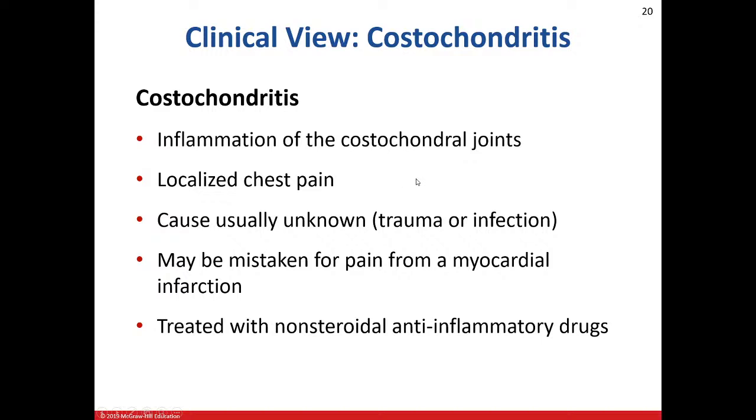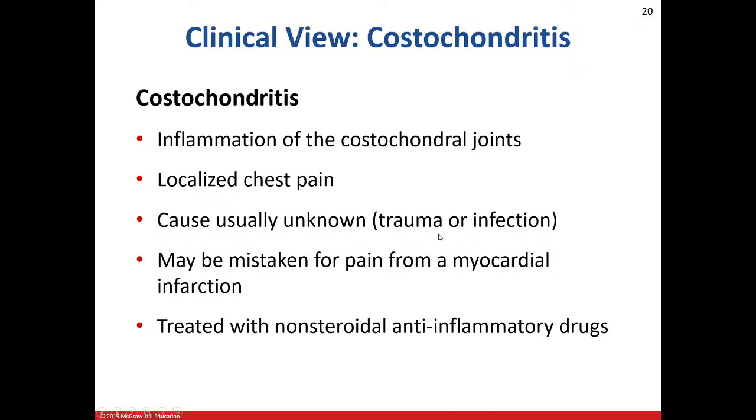All right, costochondritis. Okay, so chondritis is inflammation of the cartilage, and then of course costo refers to the ribs, costal bones. So this is inflammation of the costochondral joints, or the joints linking the costal bones to the sternum. And it results in localized chest pain, as would be expected for inflammation of the costal cartilages. The cause is usually unknown.